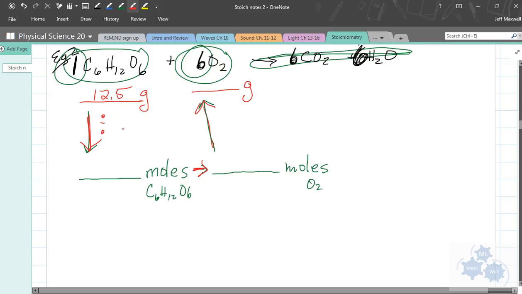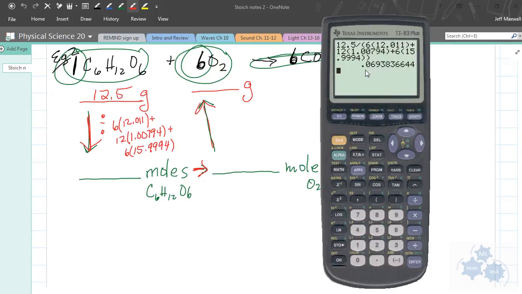Okay? So let's just take a moment to figure that out. This is what I got here, 0.069383 moles. And that's 12.5, my given grams, divided by the sum of all of these right here: 6 times the mass of carbon plus 12 times the mass of hydrogen plus 6 times the mass of oxygen. Okay, who else got that number? Yeah? Was there a lot of you that got a different number? No. Okay, so we can say this is good.